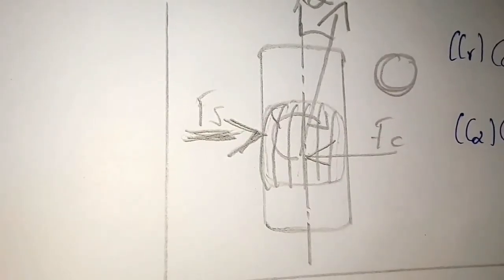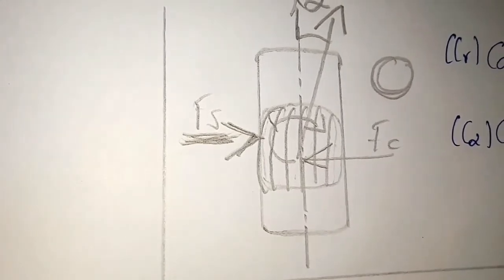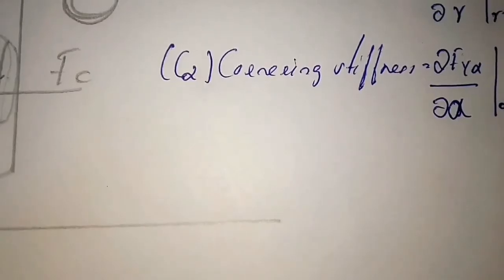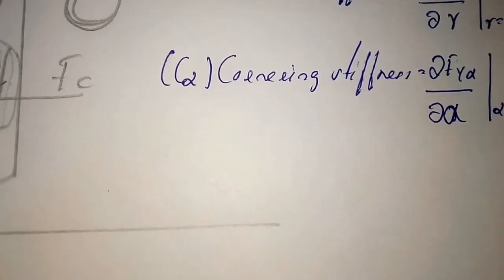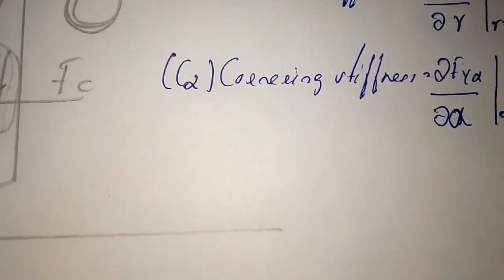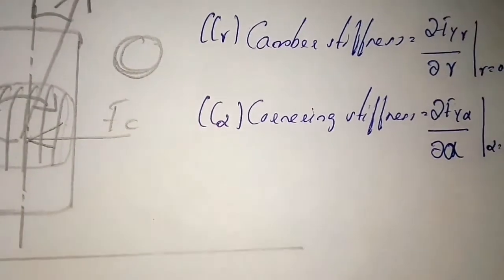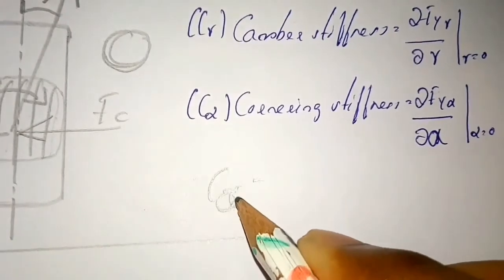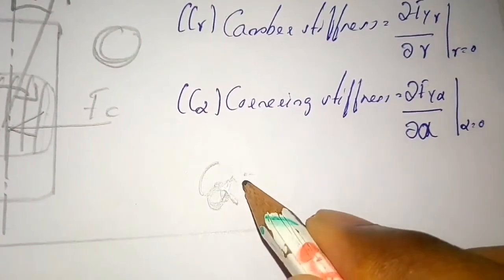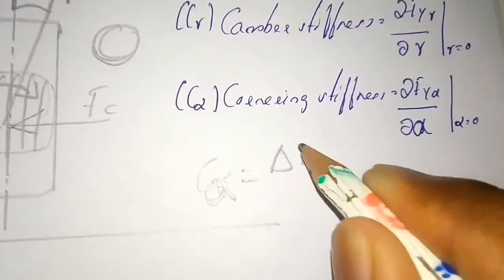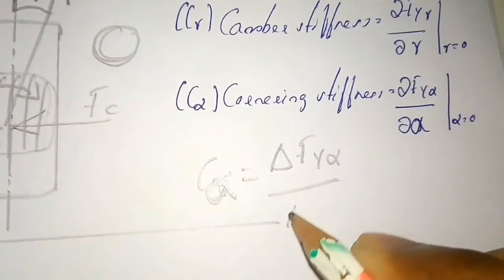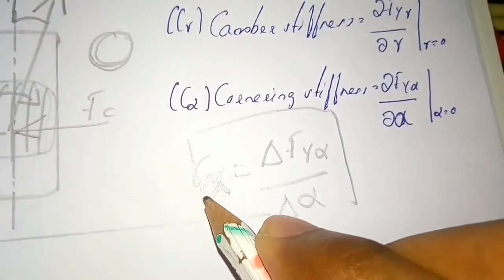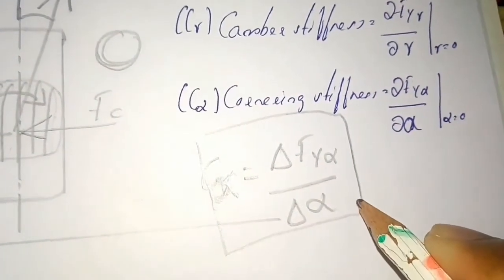There is a property that is used to compare the cornering behavior of various tires with respect to various slip angles, and it is called cornering stiffness. If you want to know more about cornering stiffness, I have done a video on cornering stiffness too. Cornering stiffness is denoted by C suffix alpha, where alpha is the slip angle. It is defined as the ratio of the change in cornering force divided by the change in slip angle, that means delta Fy suffix alpha divided by delta alpha.